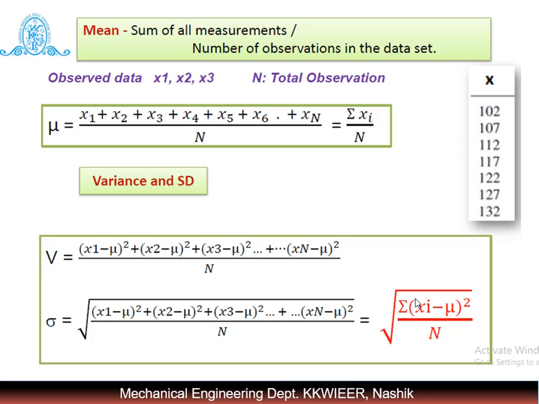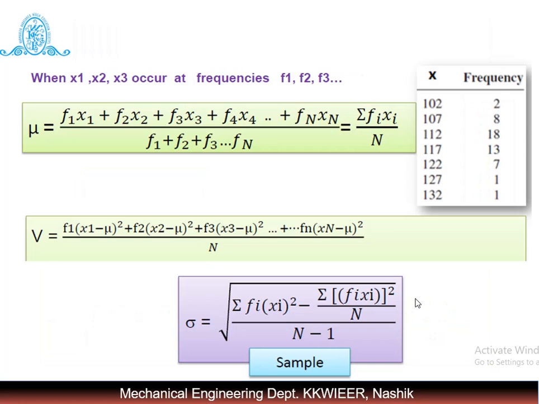So the mean is the sum of all the measurements divided by the number of observations in the data set, and the variance and standard deviation are to be calculated. These are some of the formulas to calculate the mean, variance and standard deviation. Again, these are some formulas for how to calculate the mean, variance and standard deviation when the frequencies are given.